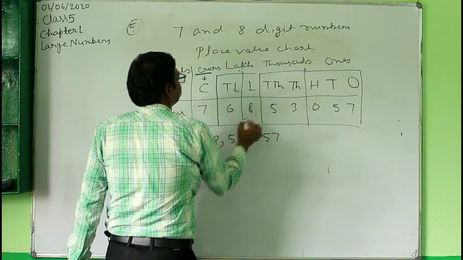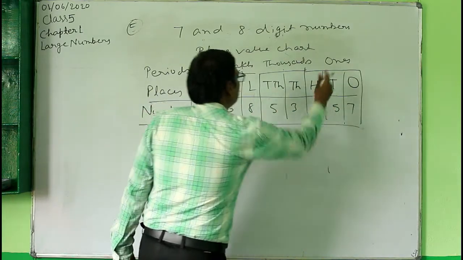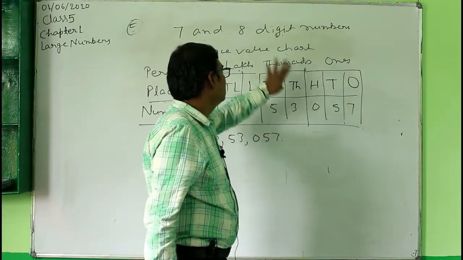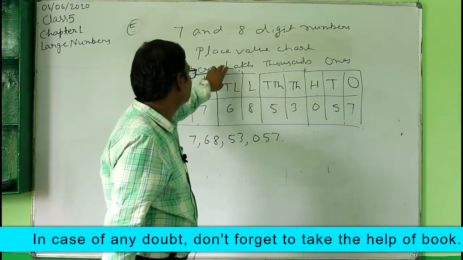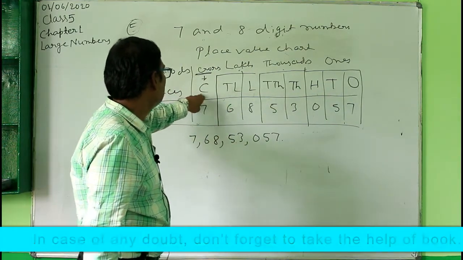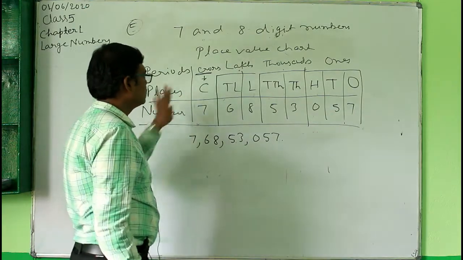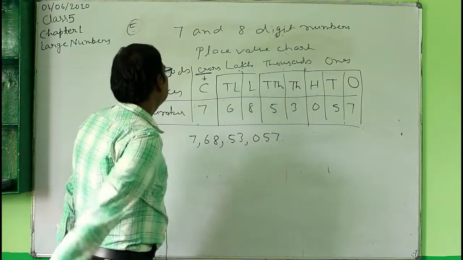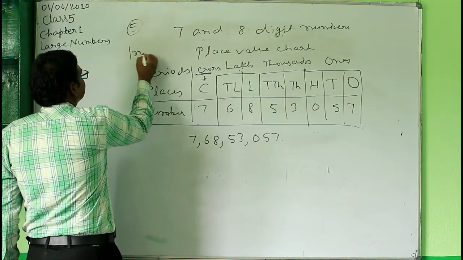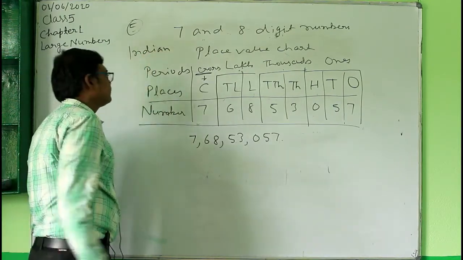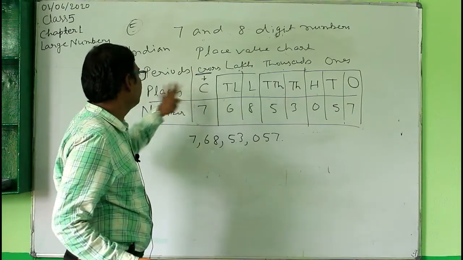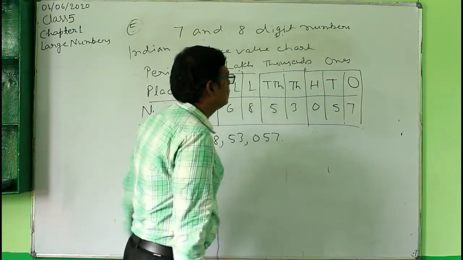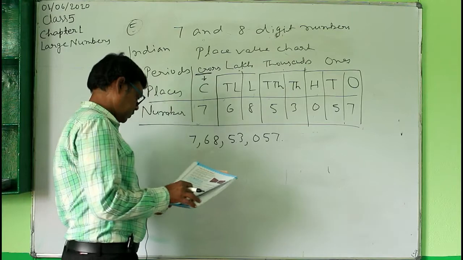So you have this number. In the ones period you have 3 digits: ones, tens, hundreds. In thousands you have thousands and 10,000. In lakhs you have lakhs and 10 lakhs, and in crores you have crores. There is also 10 crore, but we will study only up to this much. So this is the Indian place value chart: crores, 10 lakhs, lakhs, 10,000, thousands, hundreds, tens and ones.